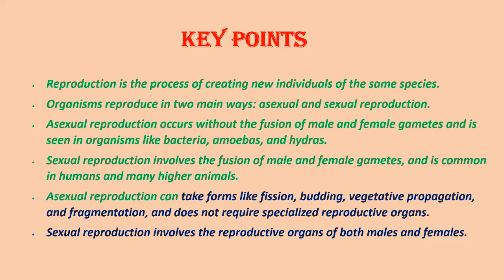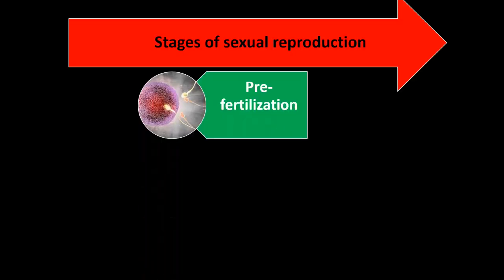Asexual reproduction can take forms like fission, budding, vegetative propagation, and fragmentation, and does not require specialized reproductive organs. Sexual reproduction involves the reproductive organs of both male and female. Now, let us see the stages of sexual reproduction.